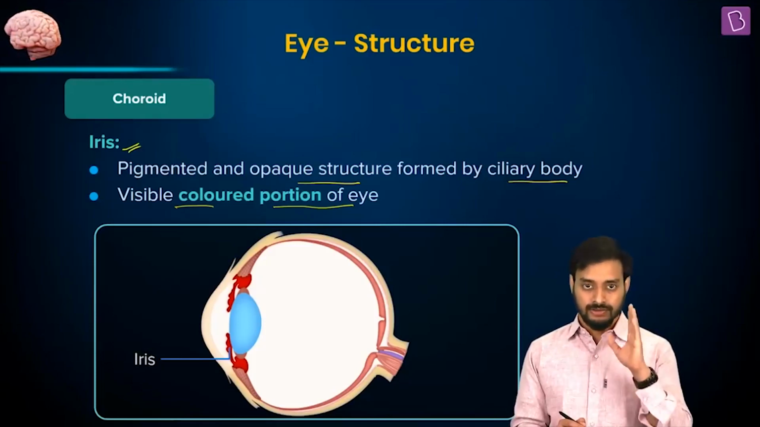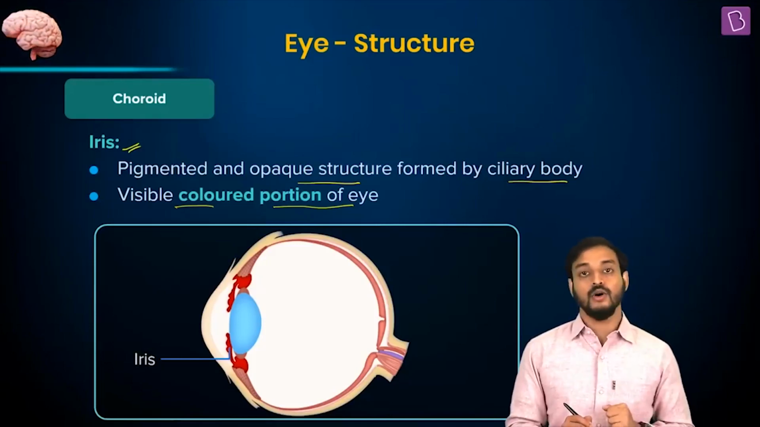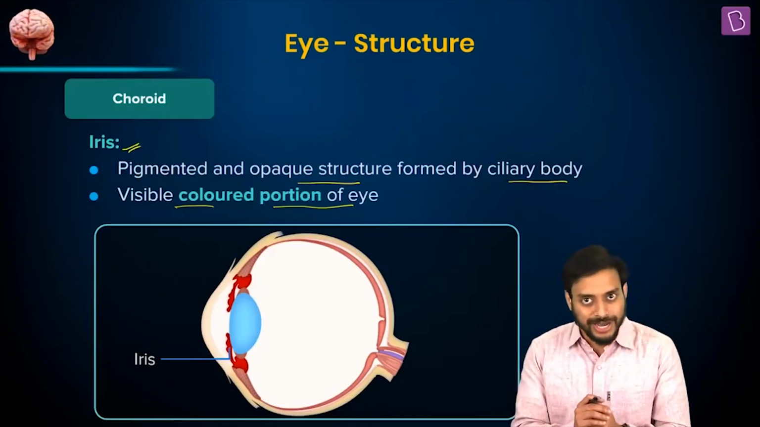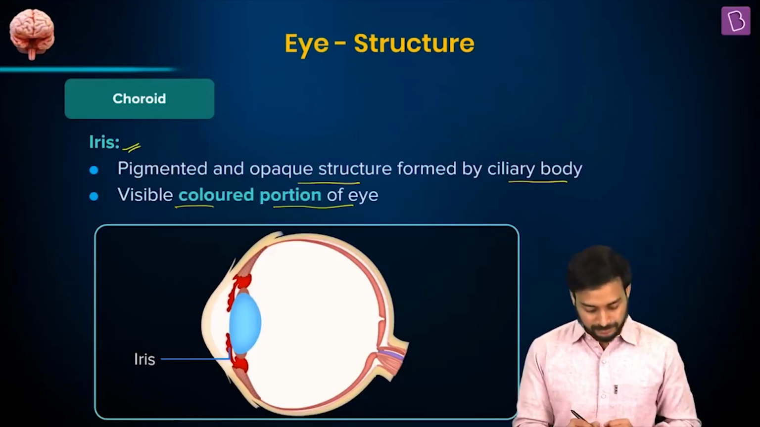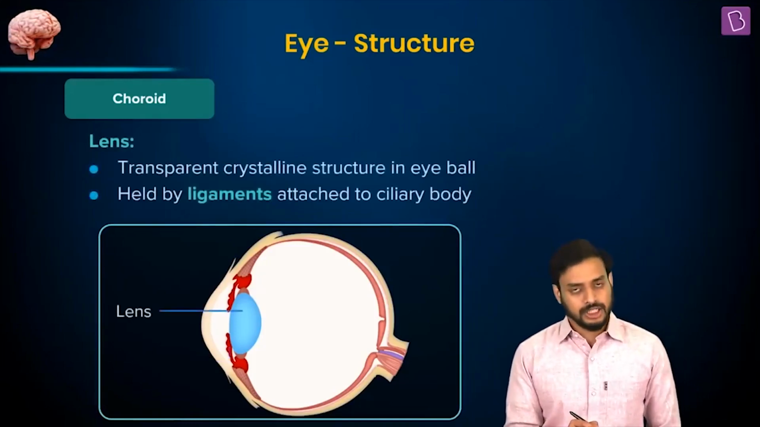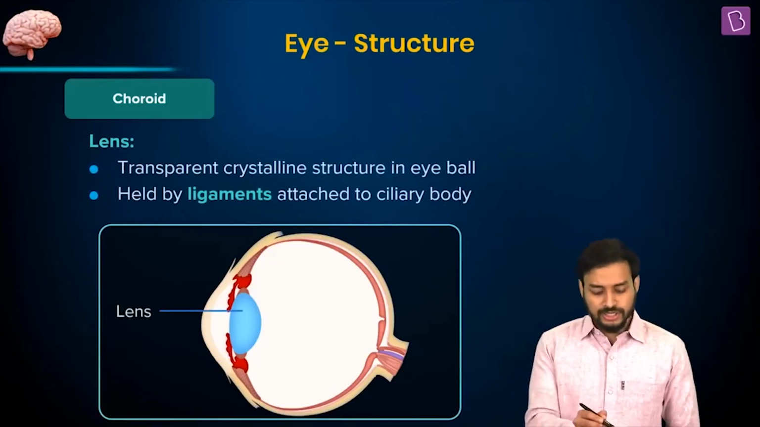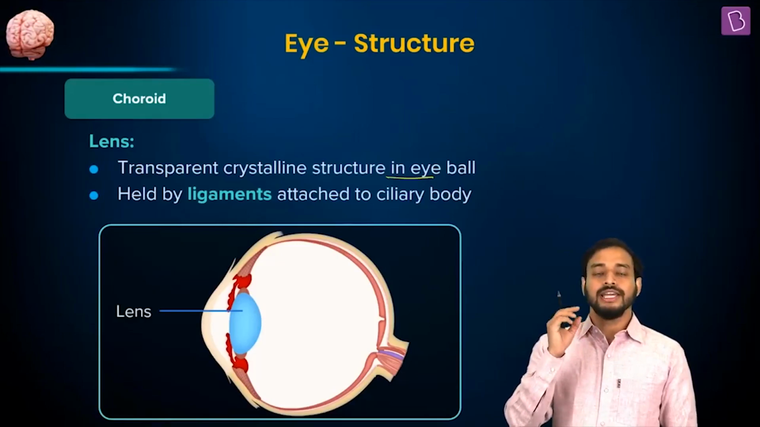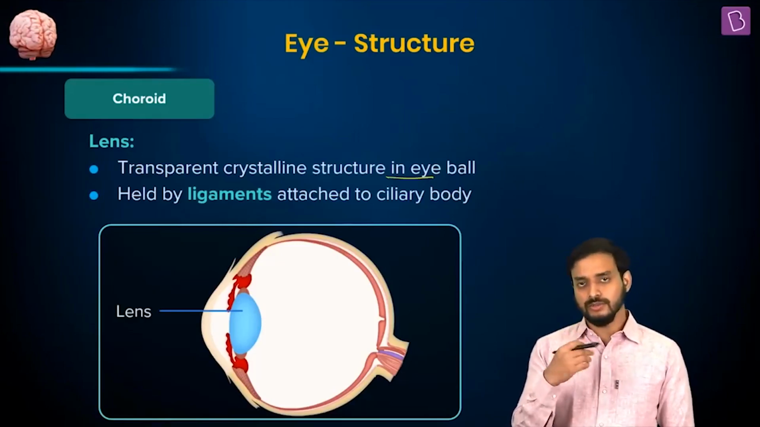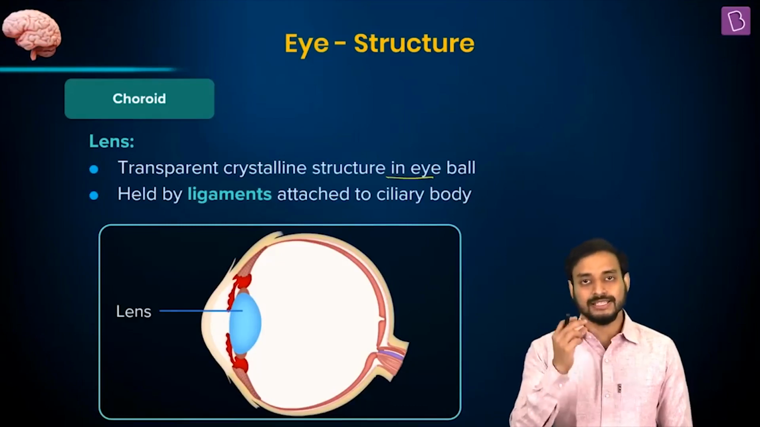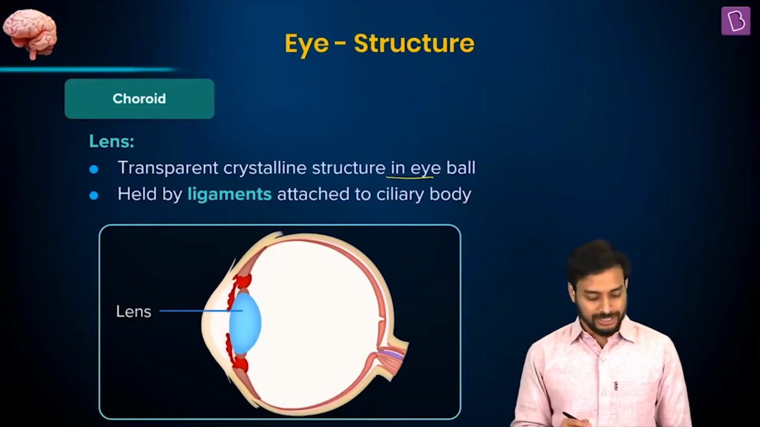All of you? Fine. Now we're going to talk about the next part, which is really important for your eyes, and that's the lens. A transparent crystalline structure in the eyeball. In physics, if you have studied the chapter optics, then you can relate to it. You will be studying about lens in physics.